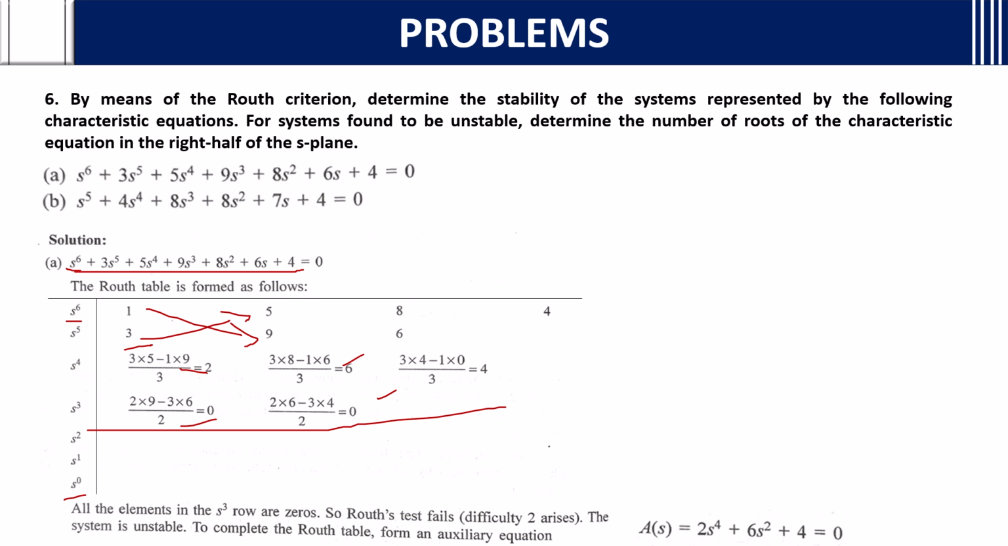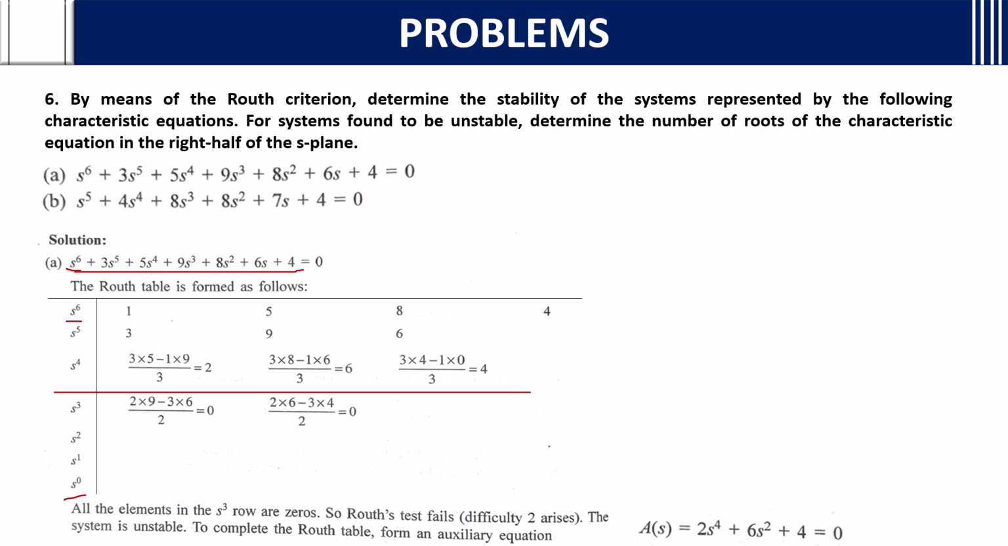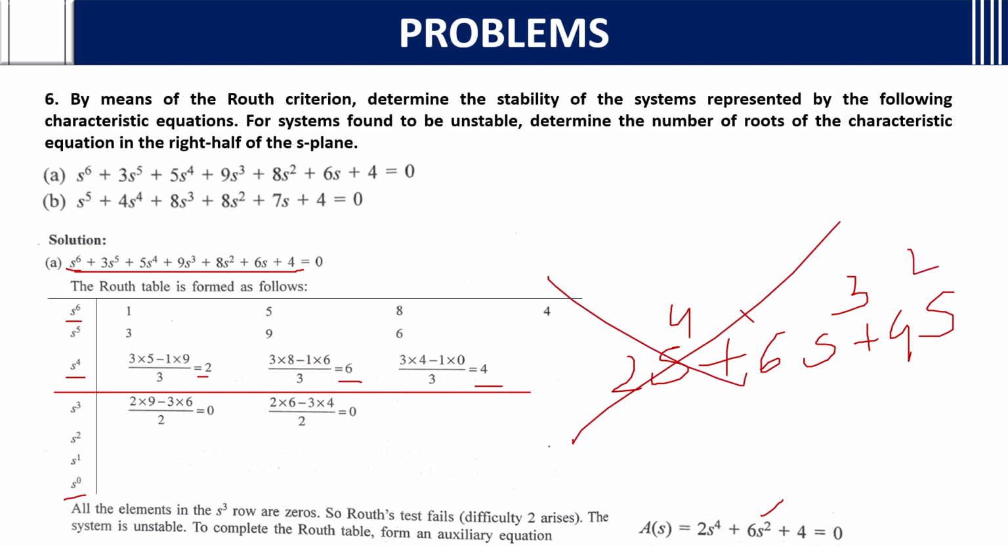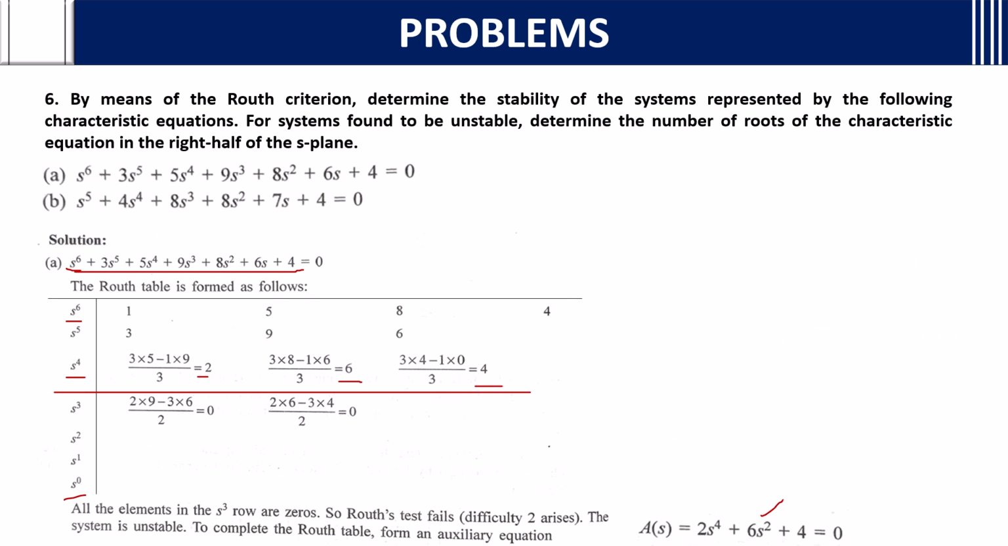So what you should do, the row which is above the 0 row, you should take the auxiliary equation. What is that auxiliary equation? 2 into s power 4 plus 6 into s square plus 4. You should not take 2 into s power 4 plus 6 s cube plus 4 s square. No, this is wrong. We should not take like that. You should take difference of 2. 2 into s power 4 plus 6 into s square plus 4 into s power 0. S power 0 is nothing but 1. So you got the auxiliary equation which I have already shown here.